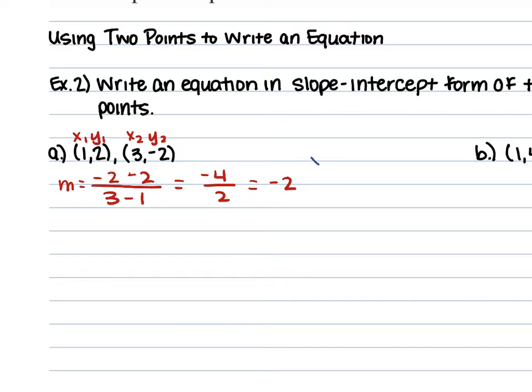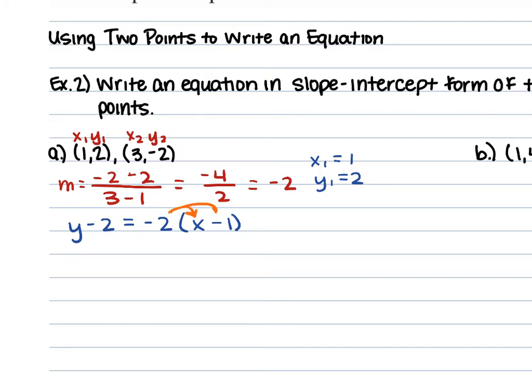So I'm going to use x1 to be 1 and y1 to be 2 in point-slope form. So y minus y1, we said was 2, is equal to our slope, which is negative 2, times x minus x1, which we said was 1. From here, I want to turn this into slope-intercept form, which means I'm going to solve this for y. I'm going to do what I need to do to distribute and then get that y by itself.